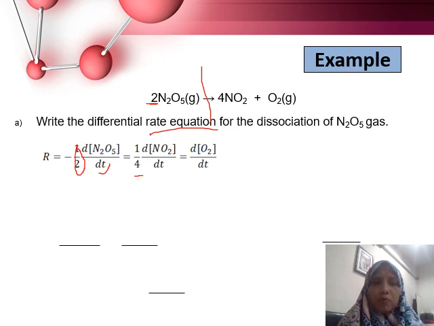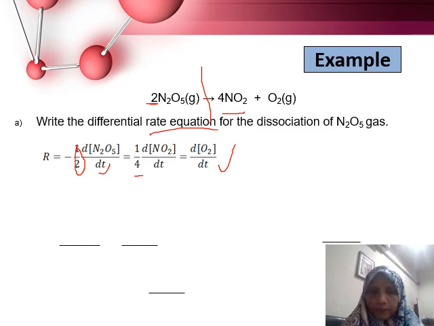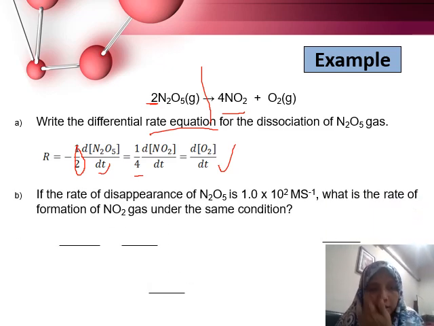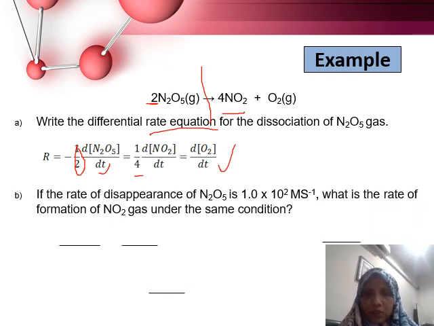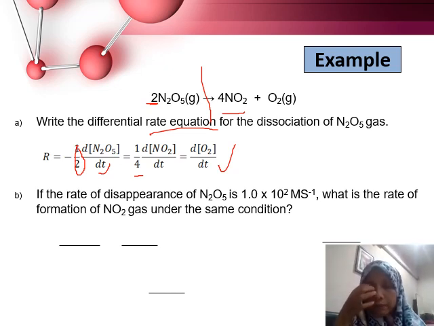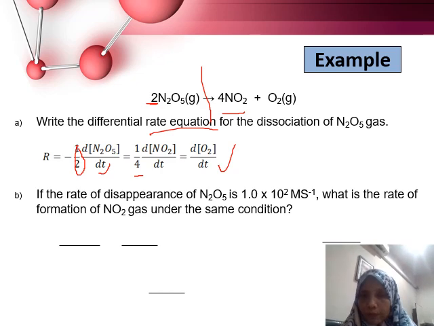The product is 1 over 4 for NO2, d concentration of NO2 over dt, equal to d concentration of O2 over dt. If you have no mole number here, it's just 1 over 1, or you don't have to write it. So if the rate of disappearance of N2O5 is minus 1.0 times 10 to the power of 2 molar per second, what is the rate of formation for NO2 gas under the same condition?